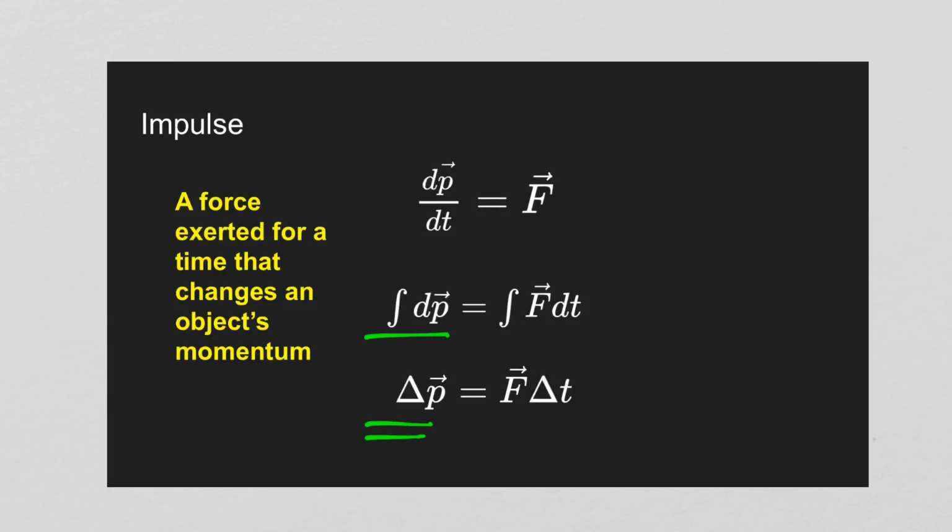If we integrate this, I can get the integral. The change of momentum is equal to force times delta t. If this is time dependent, of course, you've got to integrate the whole thing. But if it's a constant force, you can just use delta t. So forces exerted for times change momentum.